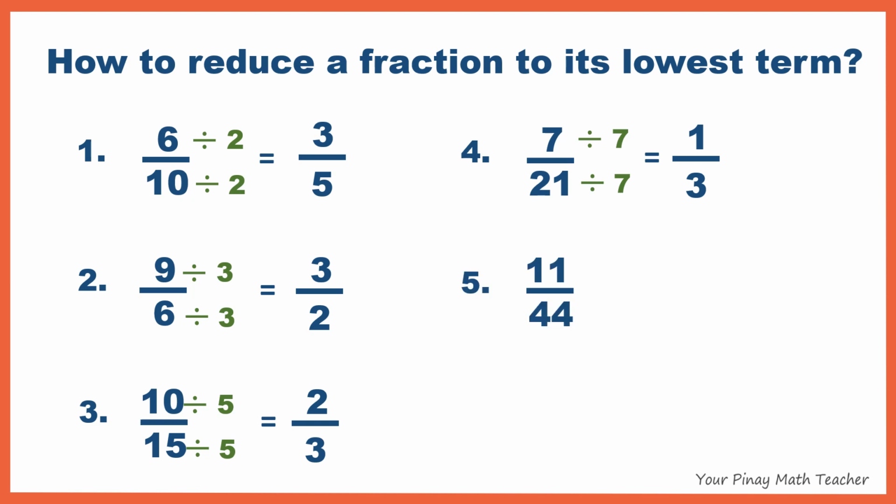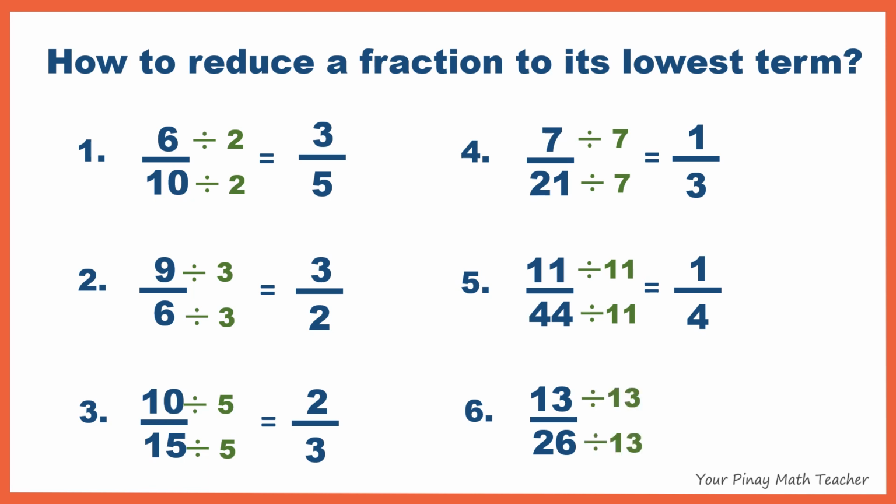Number 5. What do you think is the number can divide both? 11. So the lowest term of this fraction is 1/4. Number 6. The lowest term of this is 1/2. And the only number that can divide both is 13.